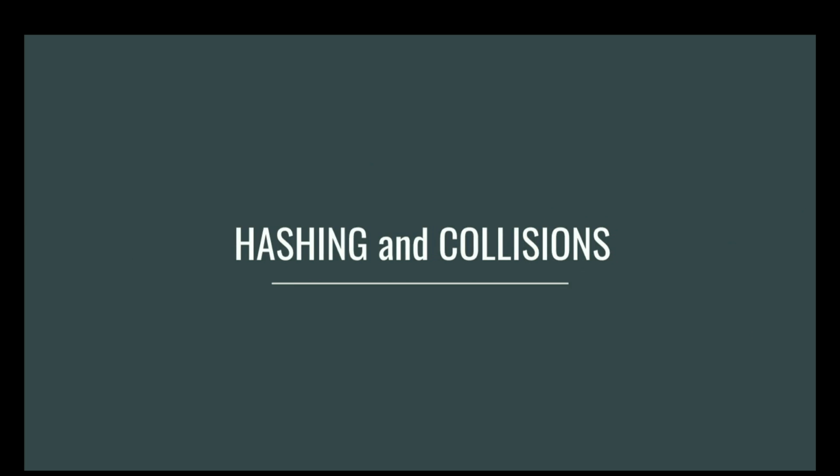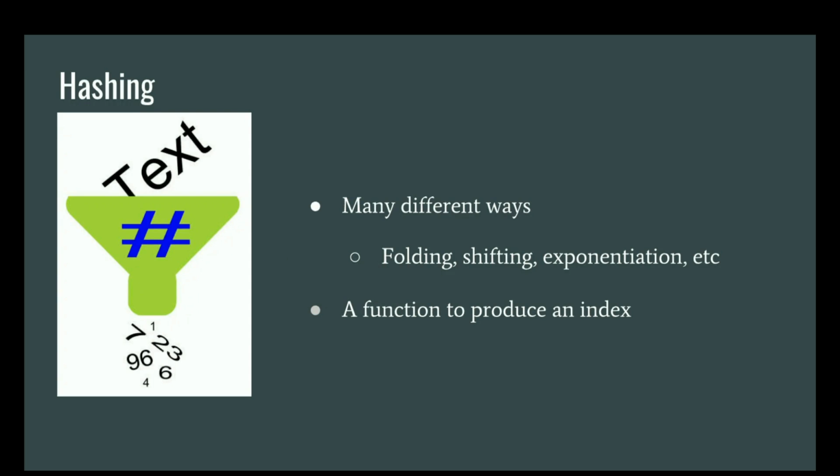Hashing and collision. So I'm going to talk about this in tandem, and then I'm going to have a visual representation on it. So what hashing is, there are many different ways to do hashing. When you get to CS310, the professors are going to go over how exactly hashing does work. Just know that there's folding, shifting, exponentiation, etc. The Java language does have its own hash code method, but you just need to know that it's just a function that produces an index. We're only going over the basics here.